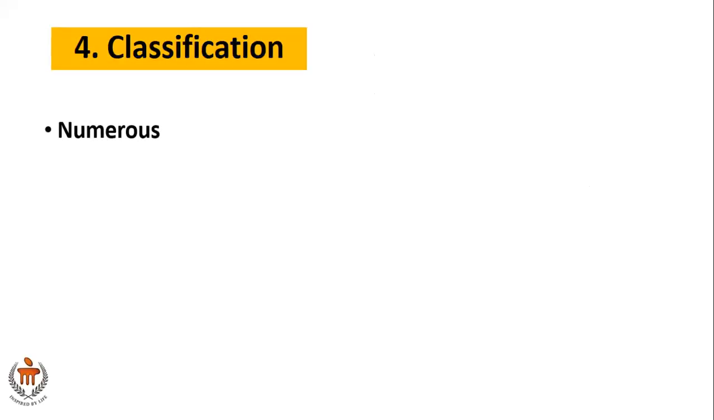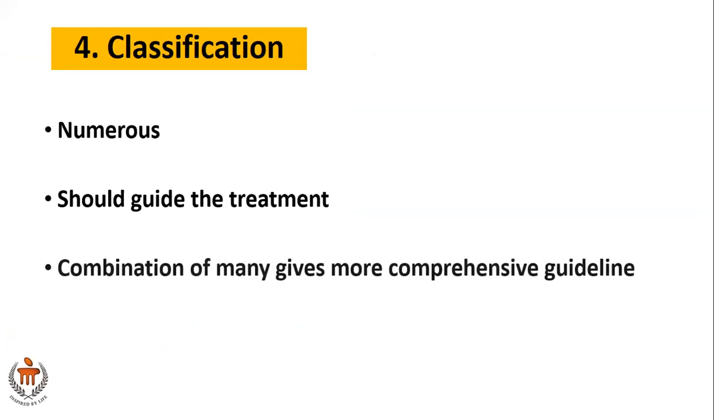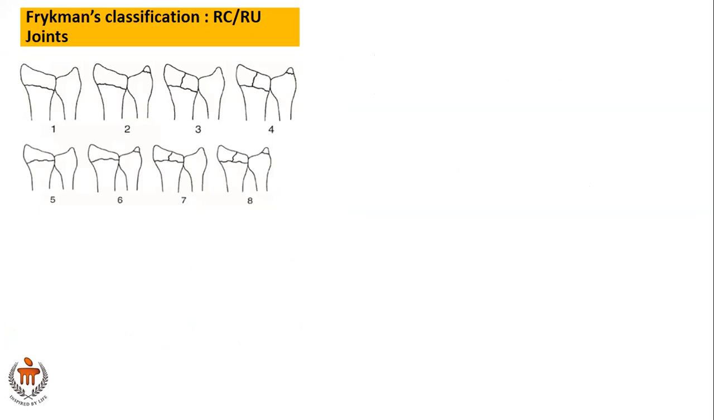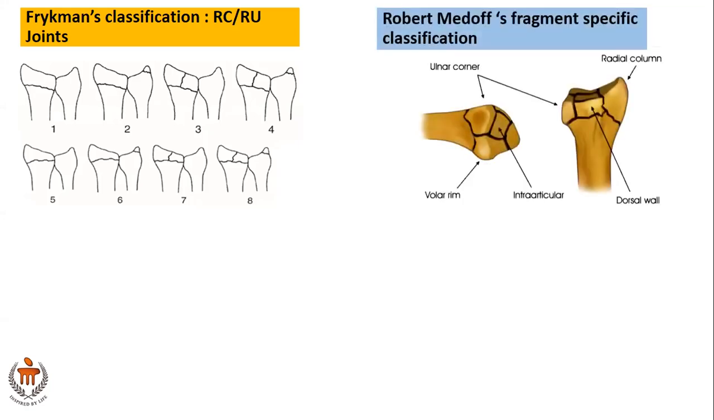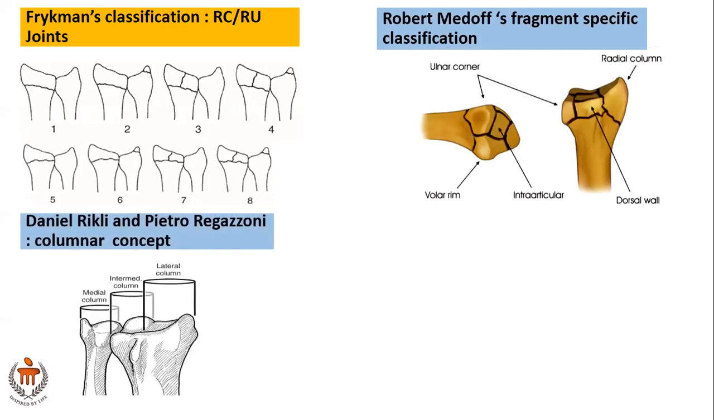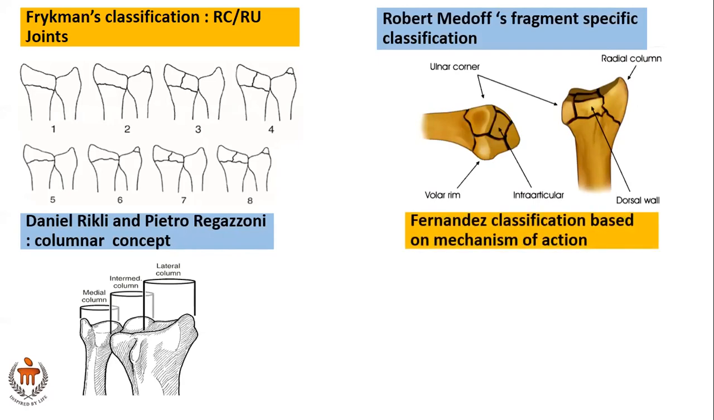Very important. Now, there are numerous classifications, as you all know. And ideally, a classification should guide the treatment. But here, probably, a combination of these classifications may be required, especially in distal radius. You have the good old Frykman's classification, which drew our attention to the radiocarpal and radioulnar joints. Then you have the fragment specific classification, where these fragments are. Then we have the Rayhack's, where we talk about columns, which column is majorly involved, especially the intermediate column, which a lot of times is not clearly visualized.